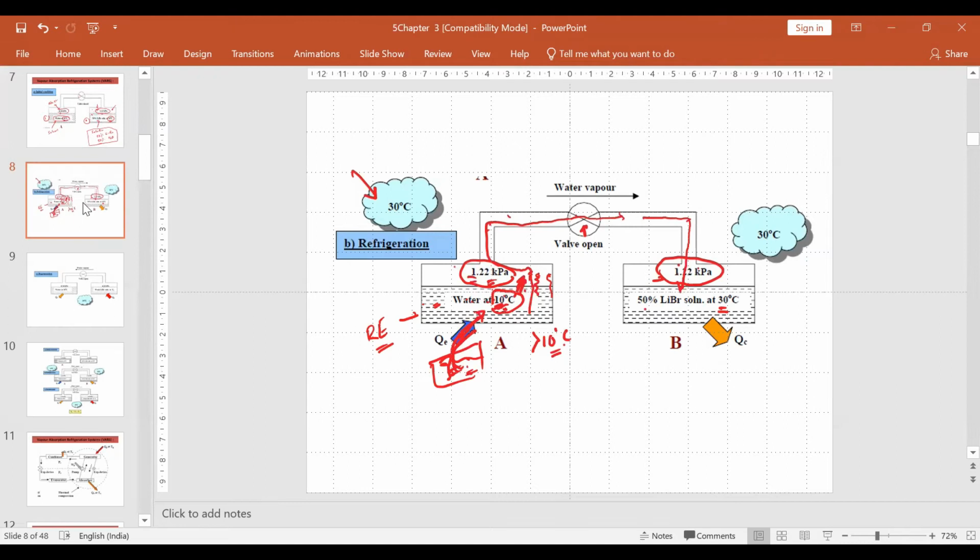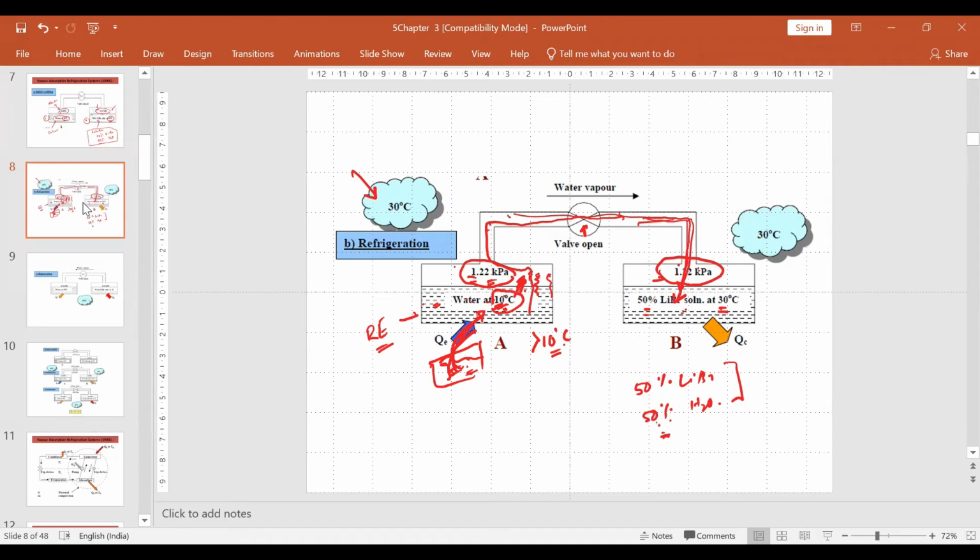Now in this case, you see, originally this is 50% lithium bromide and 50% water. Now water vapor is added here. So the percentage of water in this solution now increases. Water vapor added here, so the percentage of water here increases.